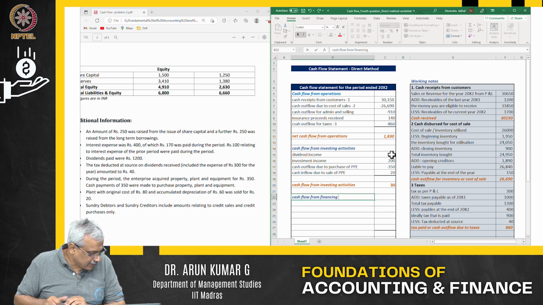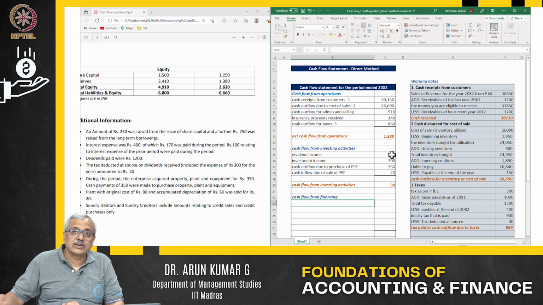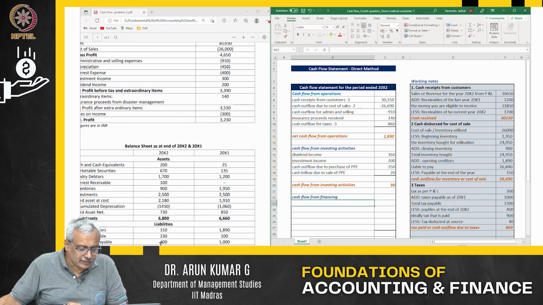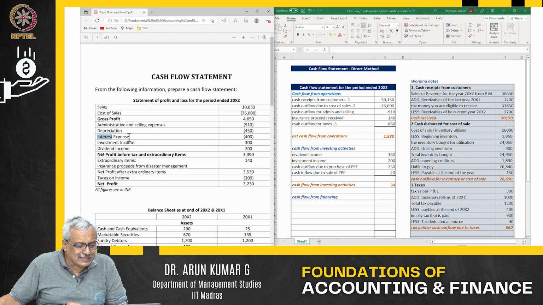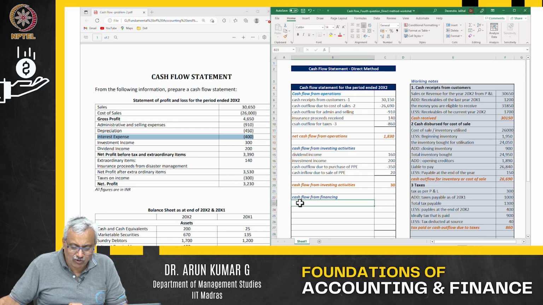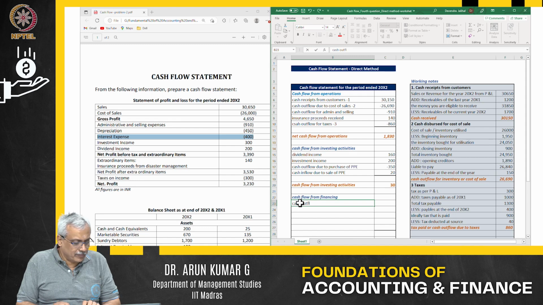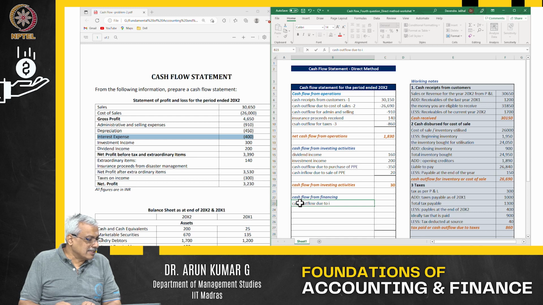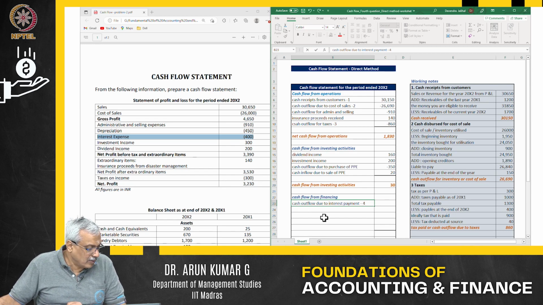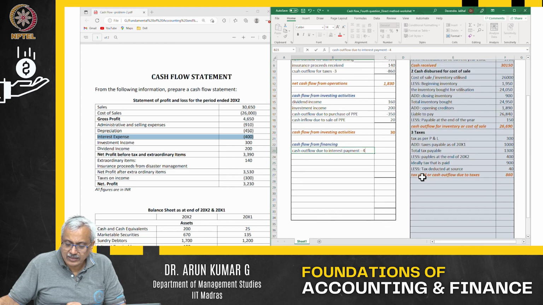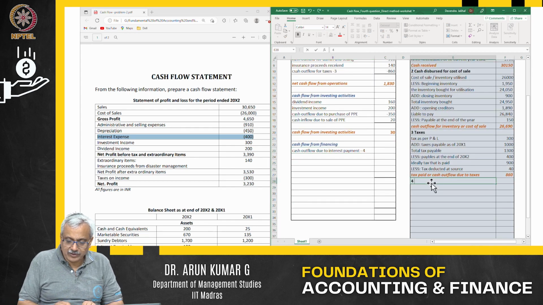From financing activity, let us see the financing activity part of it. Again, I will go back here. We will start with the P&L. Interest expenditure is $400. That means there is a cash outflow because of interest, a cash outflow due to interest payment. I am going to put it as 4, perfectly all right. Now, in this particular case, interest payments.